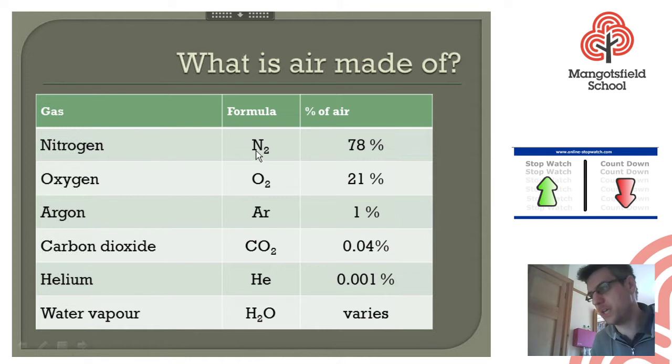Okay, and let's look at the chemical formula of those gases. Nitrogen has the formula N2. Oxygen, hopefully you'll have come across this before, is O2. Argon has the symbol Ar. Carbon dioxide is CO2. Water vapour, H2O for water, and it varies.